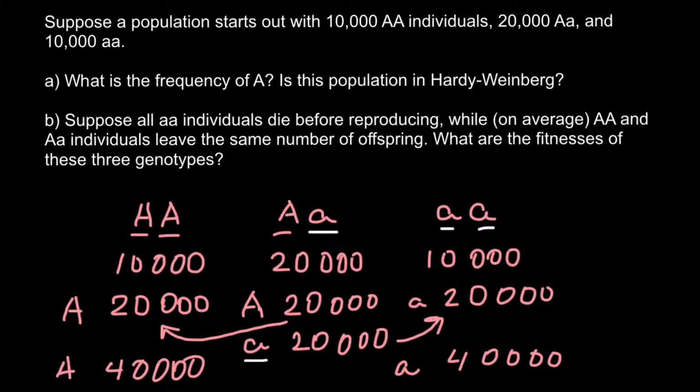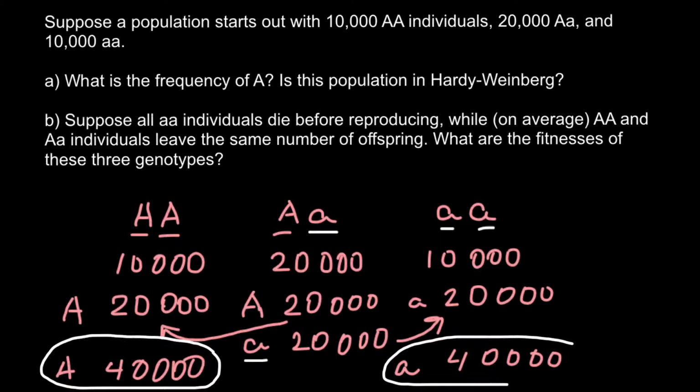So now we can answer the first question: what is the frequency of the dominant allele A? As you see, dominant allele A is present in quantity 40,000, and recessive allele a is also present in the same quantity. So we can say that the frequency of the dominant allele A is 1/2 or 50%, and the frequency of the recessive allele a is also 1/2 or 50%.